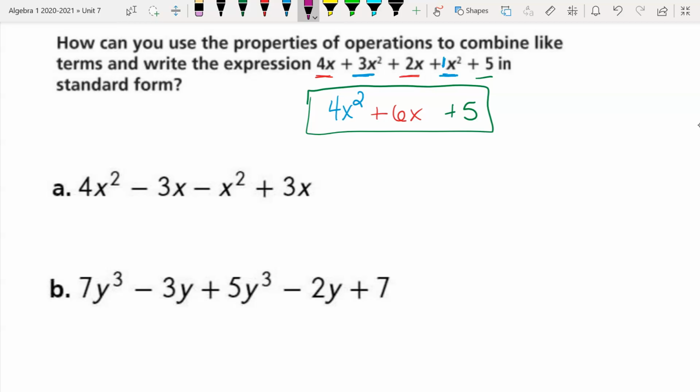So you're just combining like terms. In order to combine like terms, they have to have the exact same exponent, so x's or y's or whatever it is, raised to the exact same power. So go ahead and pause the video and try these next two, write them in standard form.